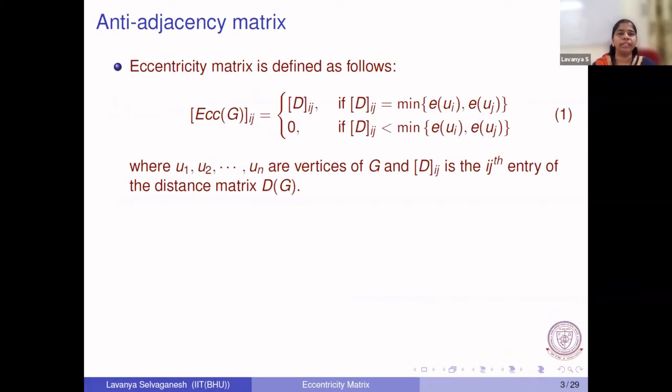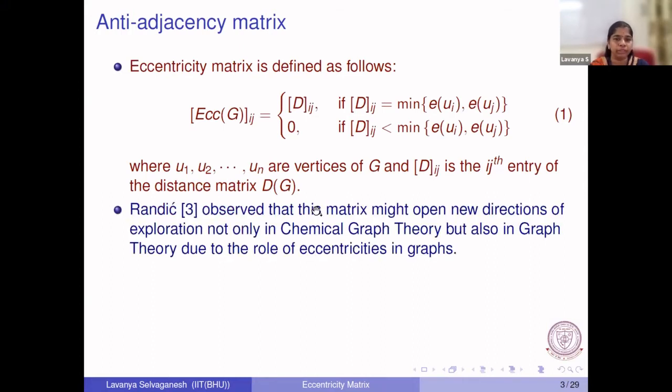So the eccentricity matrix is defined using the distance matrix. Any ij-th entry in the matrix is the distance between the i-th vertex and the j-th vertex if that distance is equal to the eccentricity of the vertex; otherwise the entry is considered to be 0. So this is informally how I've defined it.